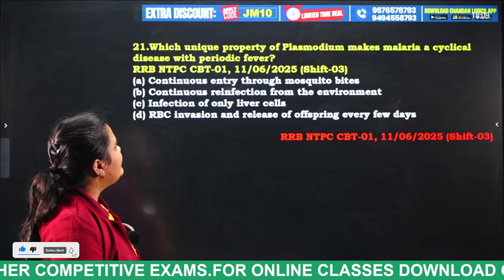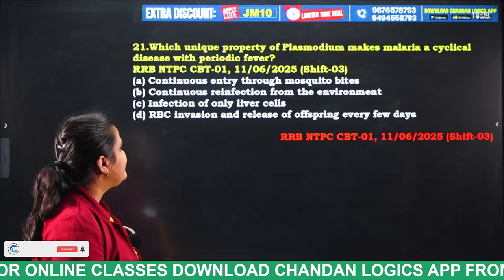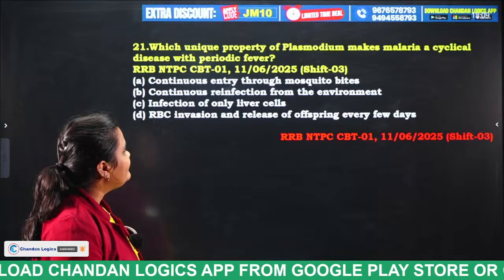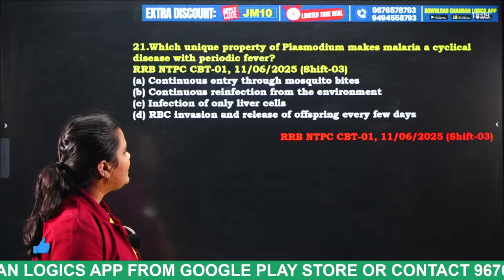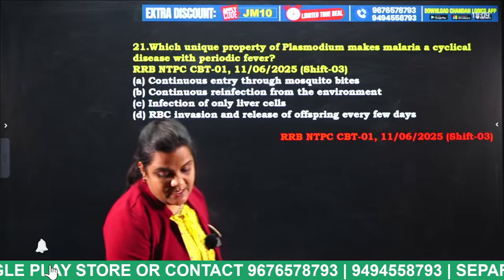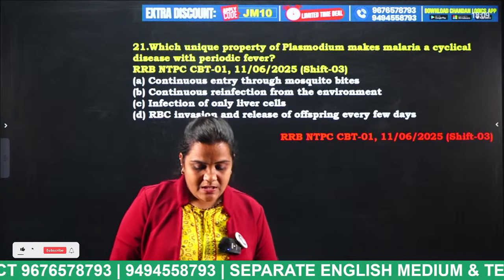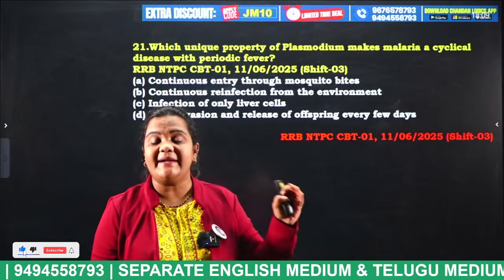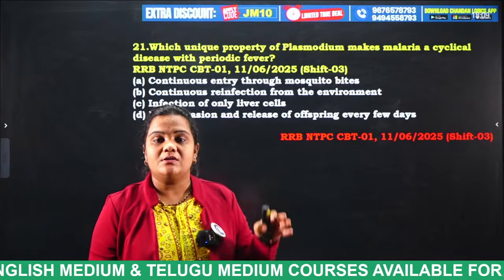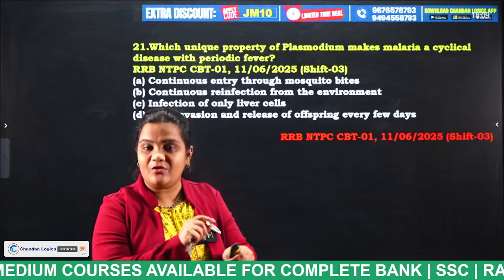Next question. Which unique property of Plasmodium makes malaria a cyclical disease with periodic fever? Continuous entry through mosquito bites, continuous reinfection from the environment, infection of only liver cells, or RBC invasion and release of offspring every few days. Now, what is the answer for this question? Each and every student in the live session, tell me where the adrenal gland is located. Malaria is caused due to the bite of a female Anopheles mosquito.